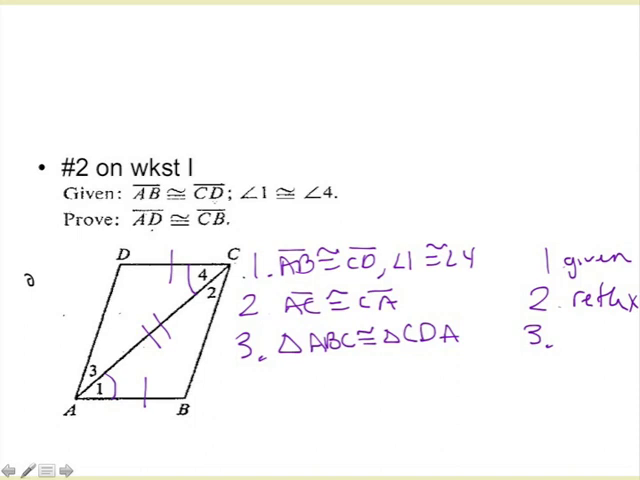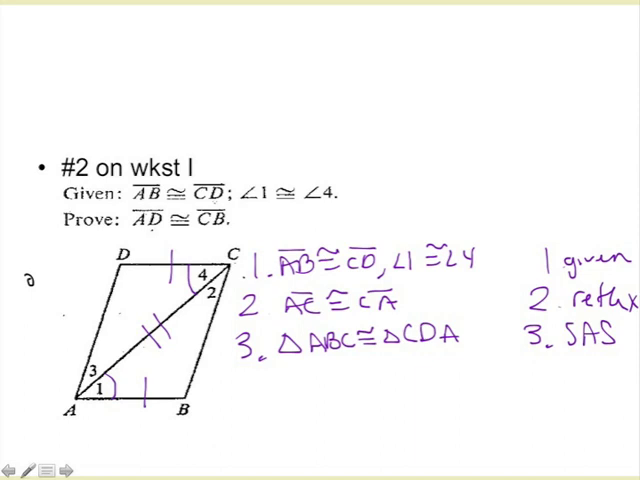Then we need to determine the type of congruence this is. They are not right triangles, so I will need 3 letter names. And what name is that? Side angle, side. I know 2 sides and the connecting angle.